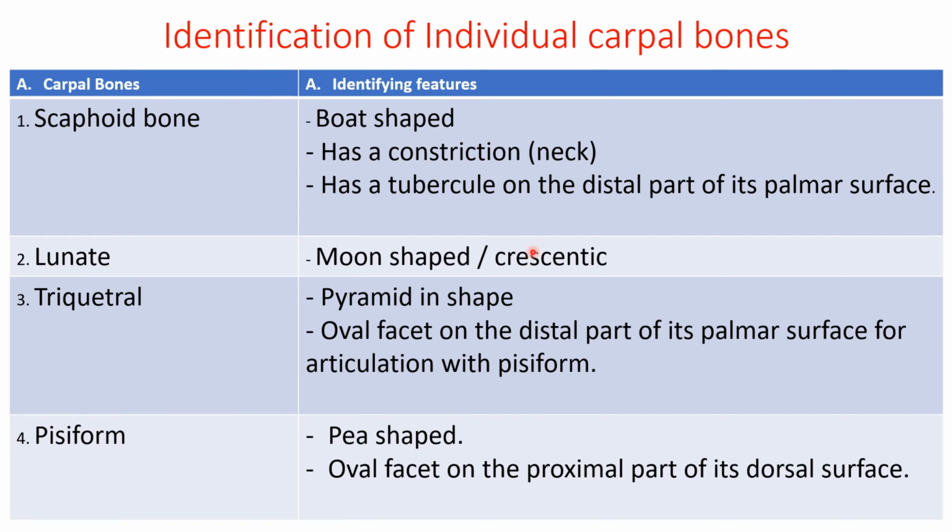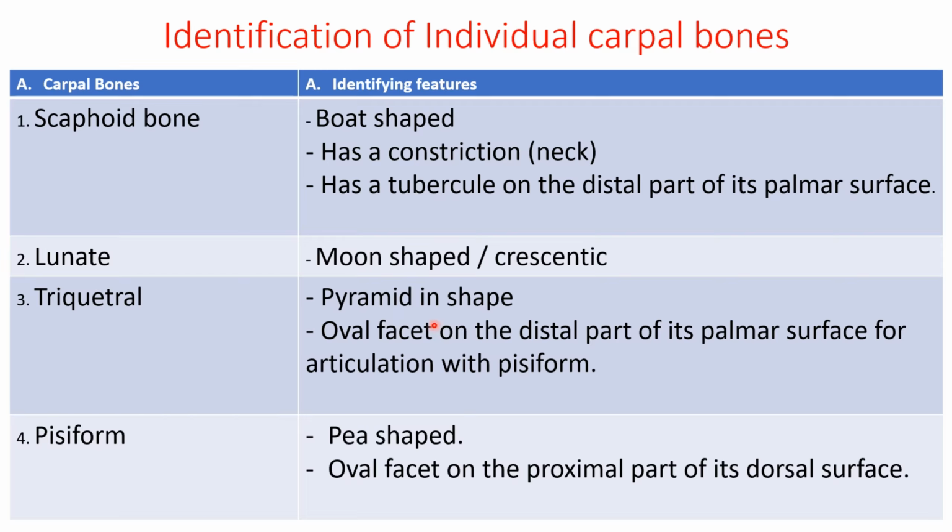identification of the individual carpal bones. So the scaphoid bone is boat-shaped. It has a constriction, that is the neck. Then it has a tubercle on the distal part of its palmar surface. Then the lunate is moon-shaped or crescentic. For the scaphoid, it is boat-shaped.